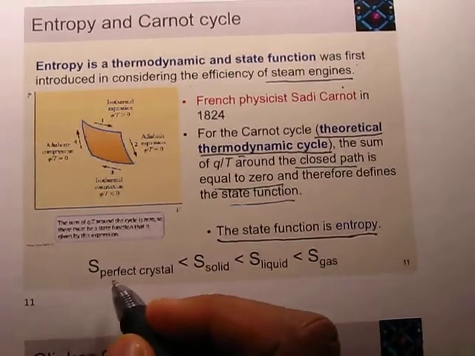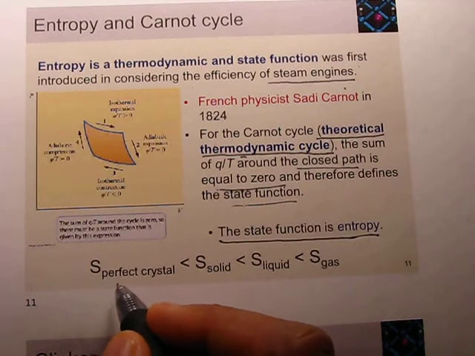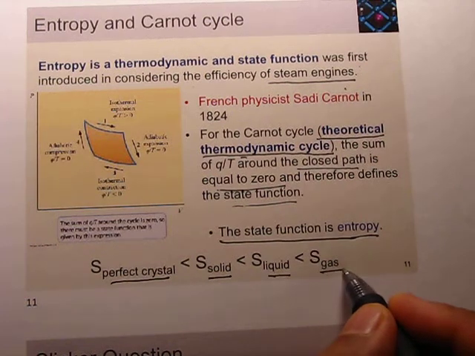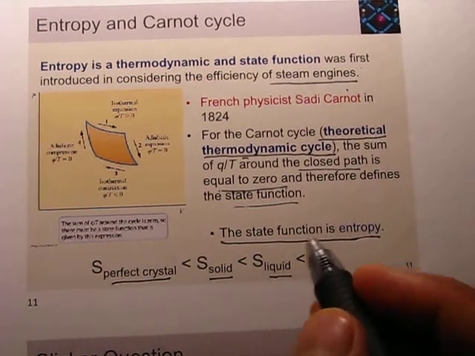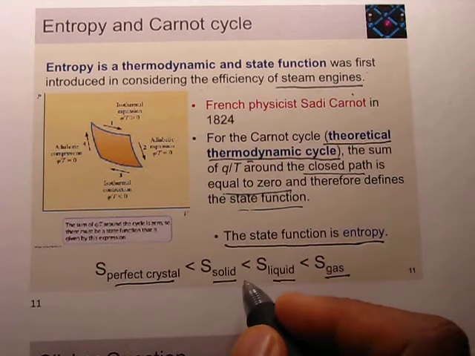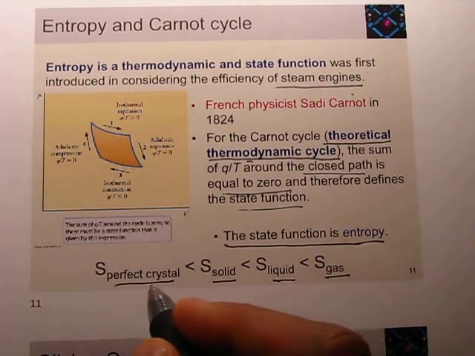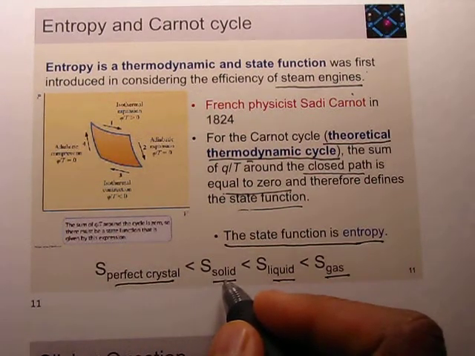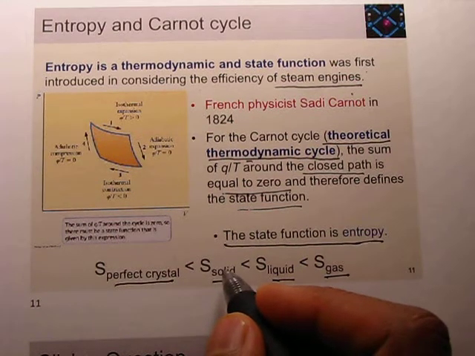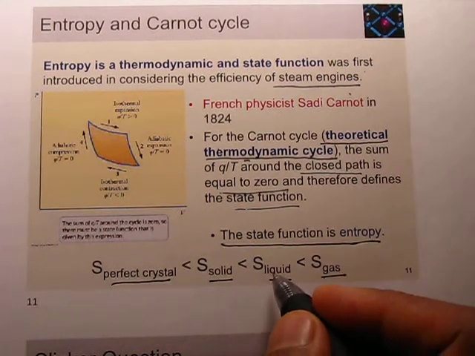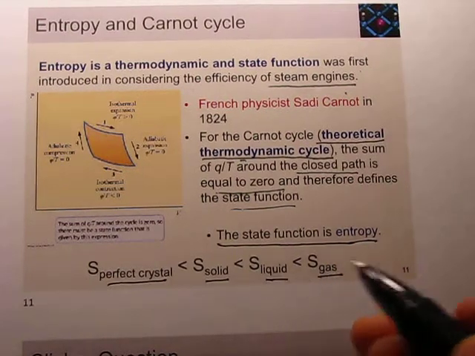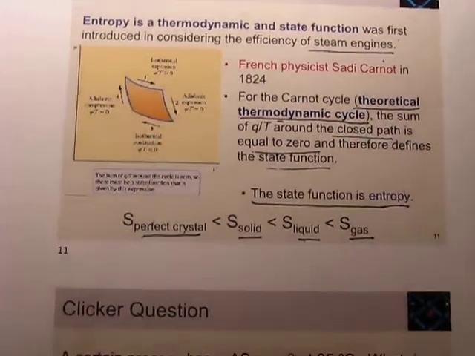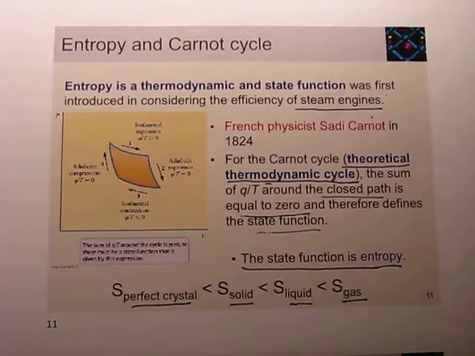It means if we have any material, whether a perfect crystal, a solid, a liquid, or a gas, the entropy of these states changes like this. A perfect crystal has the lowest entropy, S for entropy, and then solid molecules have more entropy, the molecules in a liquid have more entropy, and gas molecules have the highest entropy, right? So entropy increases based on the state.